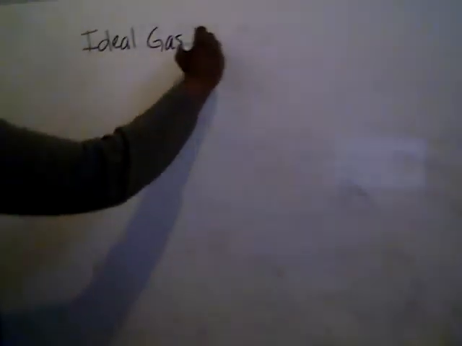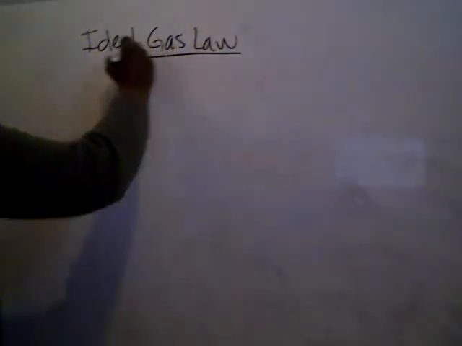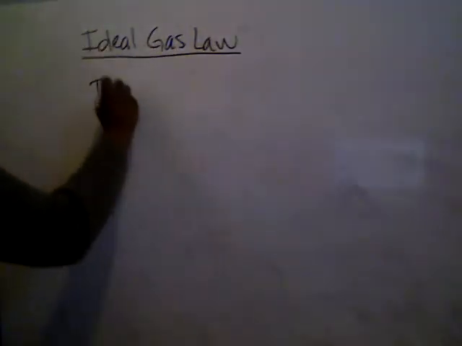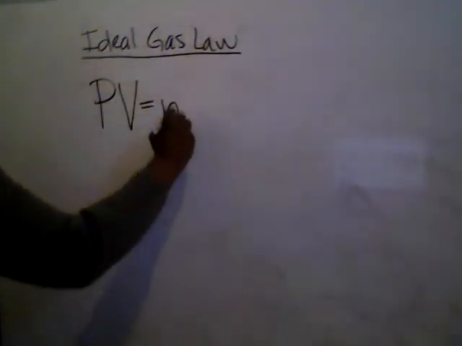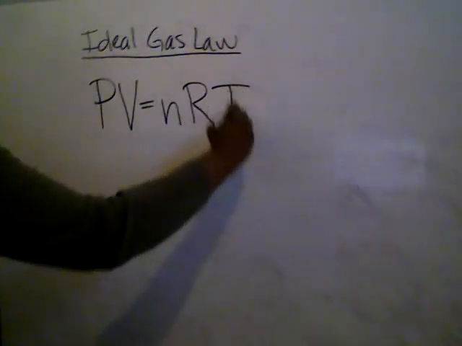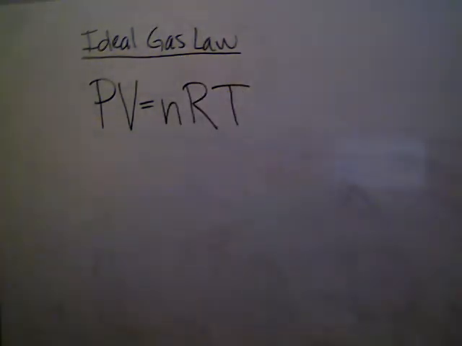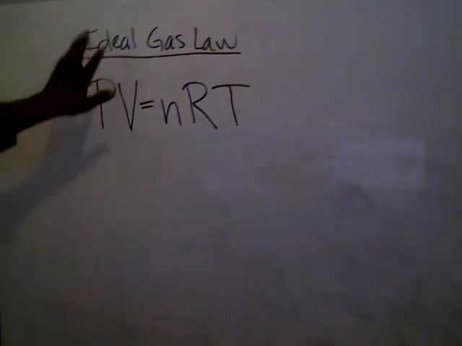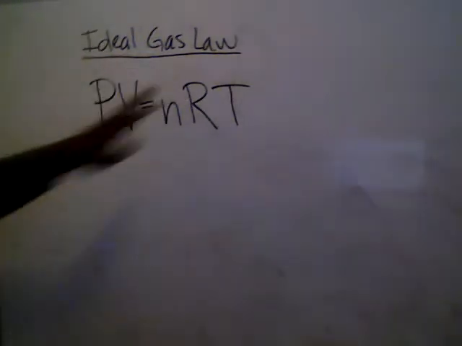Okay, so for this video, we're going to cover the ideal gas law, which looks like this: PV equals nRT. I will explain what each of those variables mean in a second, but let's have a little bit of discussion about what an ideal gas is.